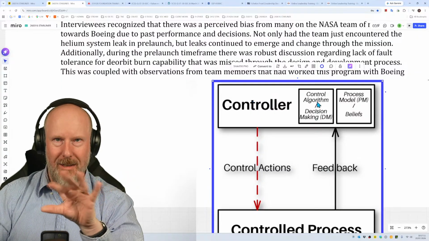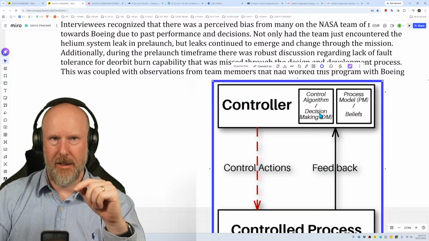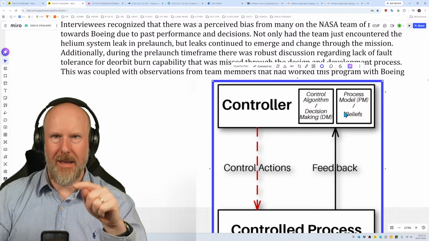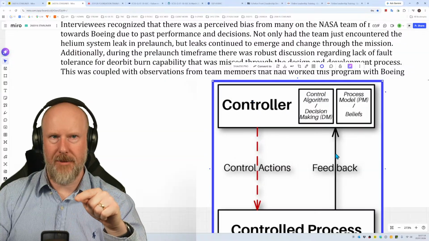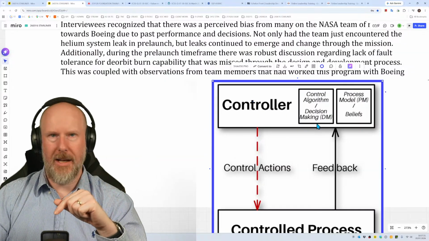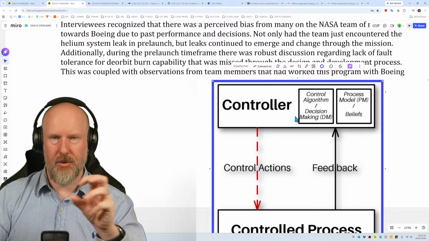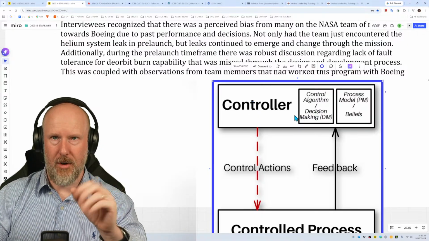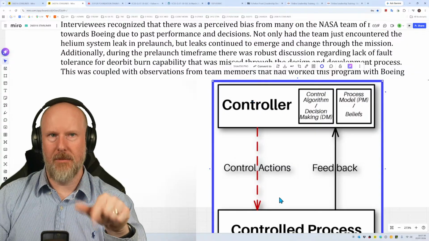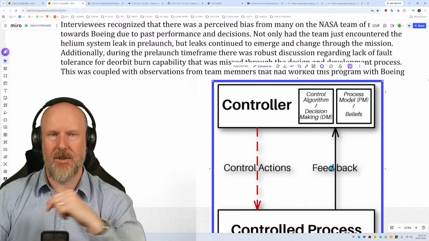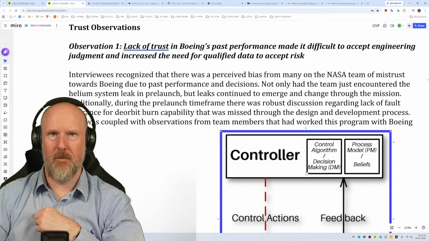So let's identify the control of the stakeholder. Let's have a think about what decisions they're making, what beliefs support those decisions, and then what the necessary feedback is, and what other interactions might be going on around the control structure to this controller that might change its beliefs and then affect its decision making, and by extension, the control actions and feedback it relies upon.